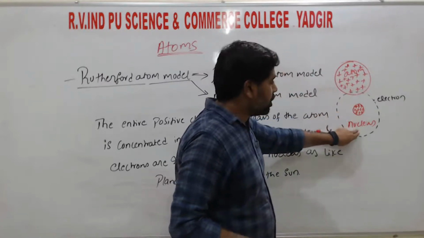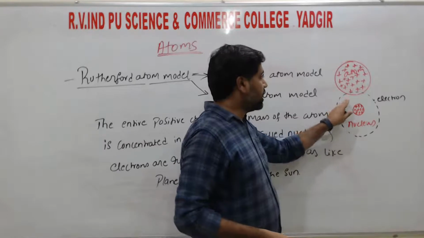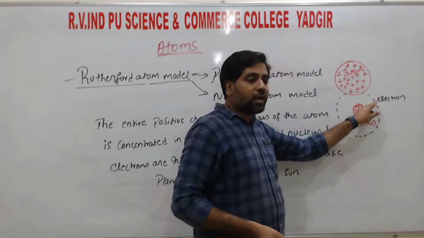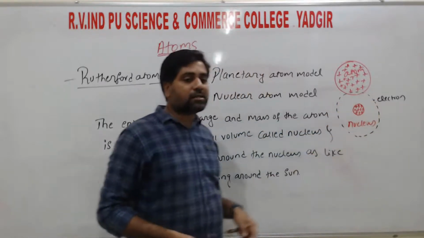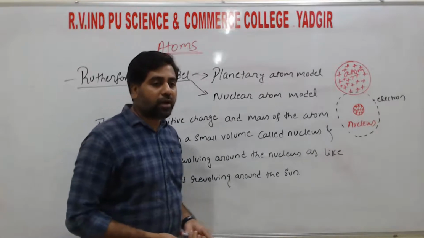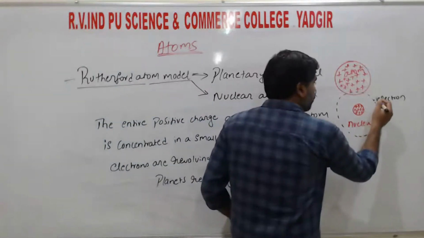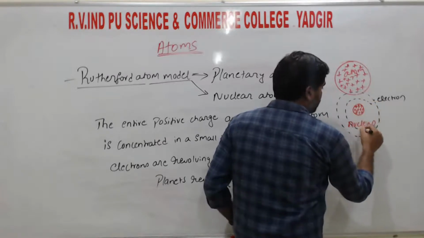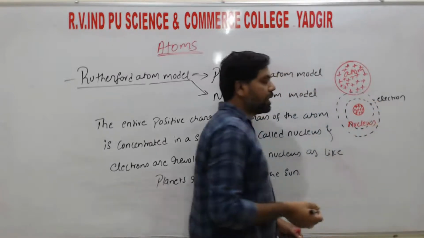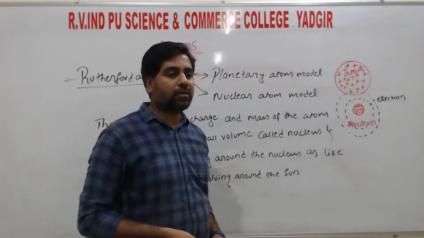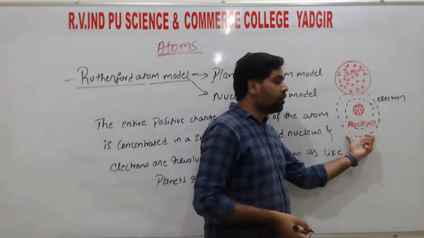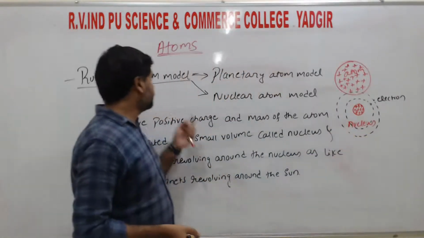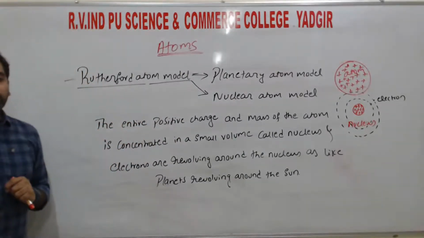So that part we call the nucleus, and the negatively charged electron is revolving around this nucleus like the planets revolving around the sun, right? So if we have two or more electrons, then they will revolve like this, right? So this complete model was given by Rutherford.